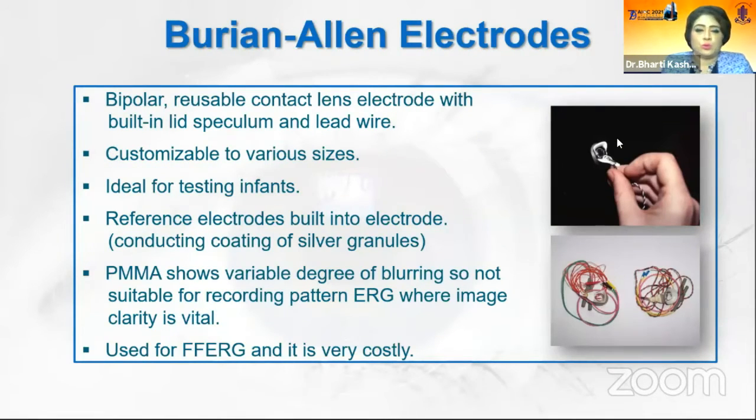Burian Allen electrode is a bipolar reusable contact lens electrode with built-in lid speculum and lid wire. You can see in the picture. It is customizable to various sizes. It is ideal for testing infants.